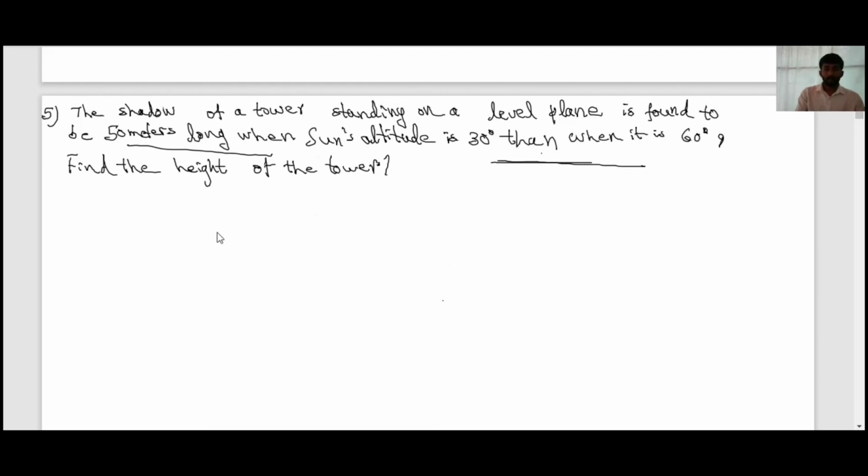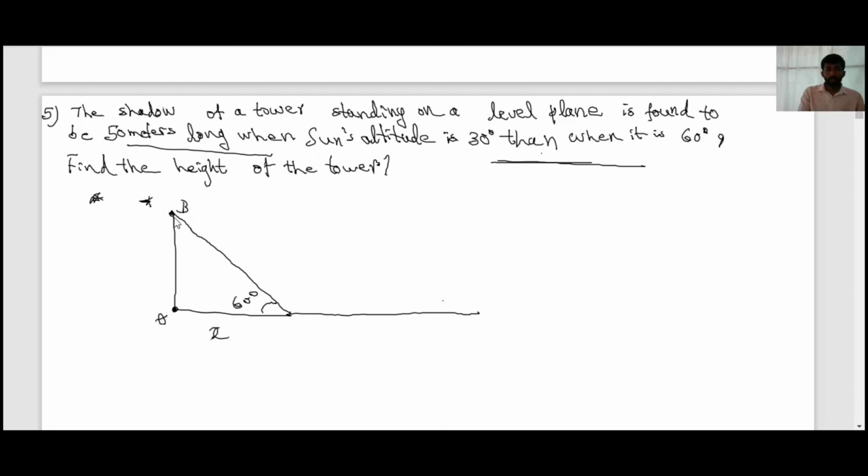Okay, see, draw the diagram. Here one tower is there. Name it as AB, the tower. And suppose sun is here. Then angle of elevation, suppose I'm taking it as 60 degree. Okay, it's the original data. That time shadow of the tower, take it as AC, some length is there. Okay, suppose sun moves here. That means altitude changes, right?